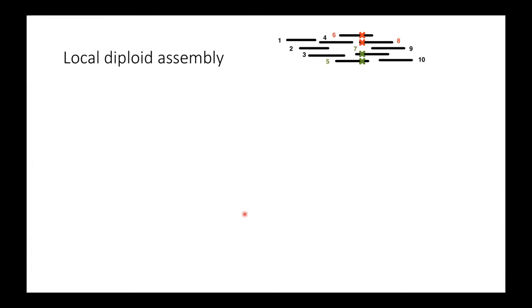And about the layout, how the method works, I will just briefly go through it. This is the hifiasm assembly layout step. In this example, there are 10 reads, 1, 2, 3, 4, all the way to 10. And here is a heterozygous allele. Say the red one is a maternal allele and the green one is a paternal allele. And so I will show how the assembler works to keep the heterozygous information.